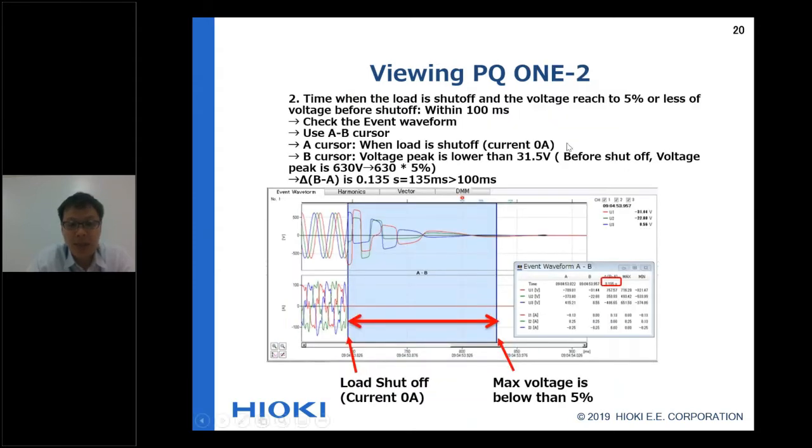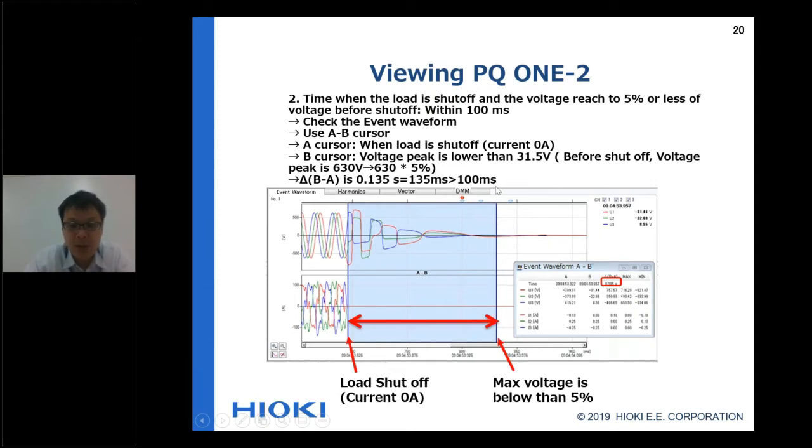And also, this is the time when the load is shut off and the voltage reaches 5% or less of the voltage before shut off within 100 milliseconds. So please use the cursor function as well. So please check the duration.